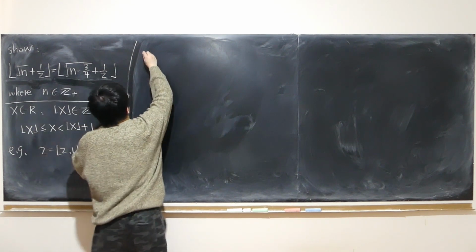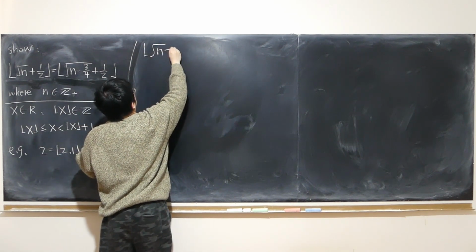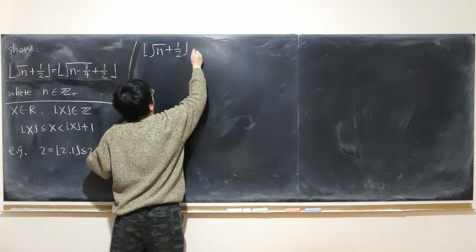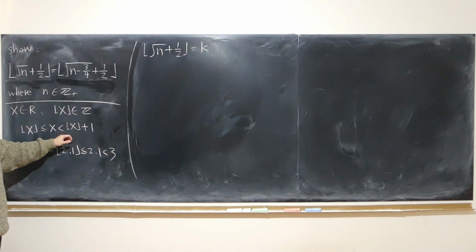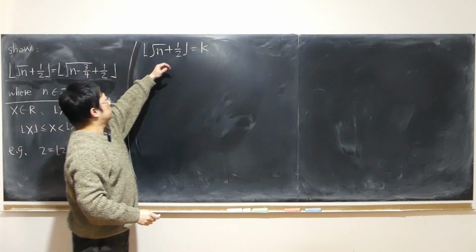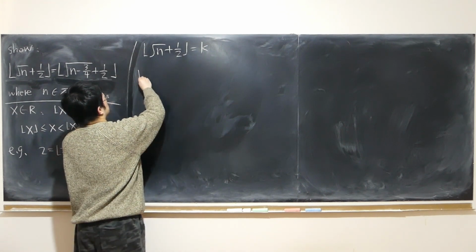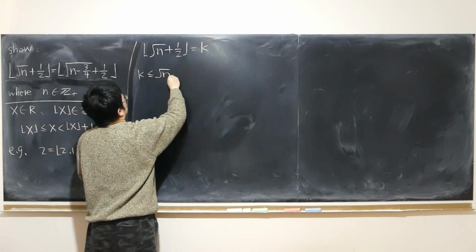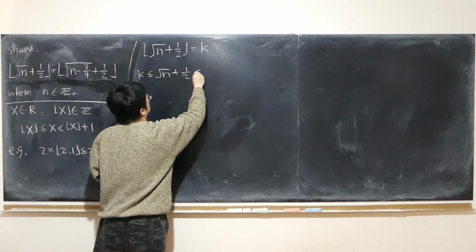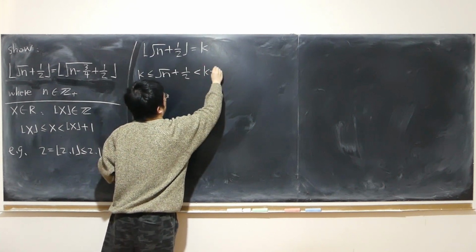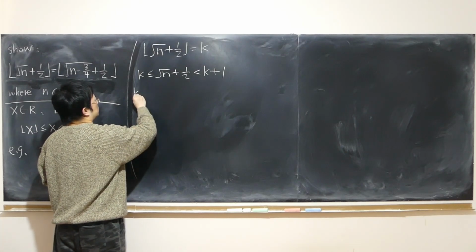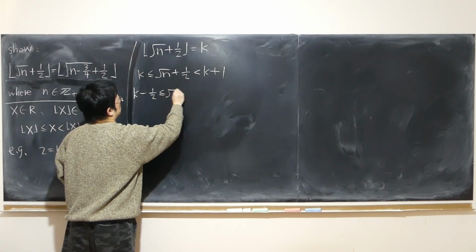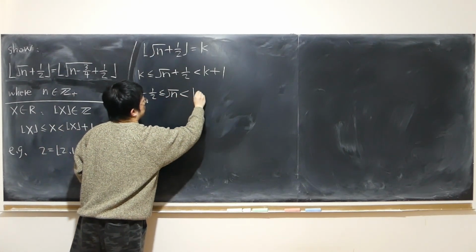So I denote the floor of square root of n plus half as k. According to the definition of floor, first of all, the floor is an integer, an integer no larger than square root of n plus half, strictly less than the floor plus 1. Then we minus half on both sides: square root of n is strictly less than k plus half.